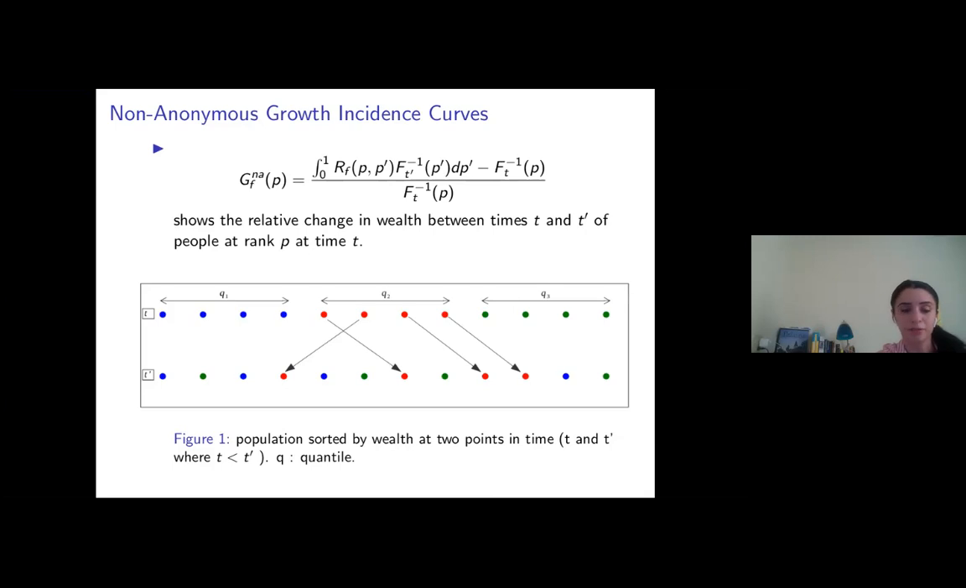We can identify the people labeled in blue, the people labeled in green, and so on. But as you can assume, this was not our case. We didn't have a population size of 12 and we didn't have three quantiles. In fact, we have 10,000 individuals and the quantiles were 100. But this was just a small illustration of how the non-anonymous growth incidence curve works.